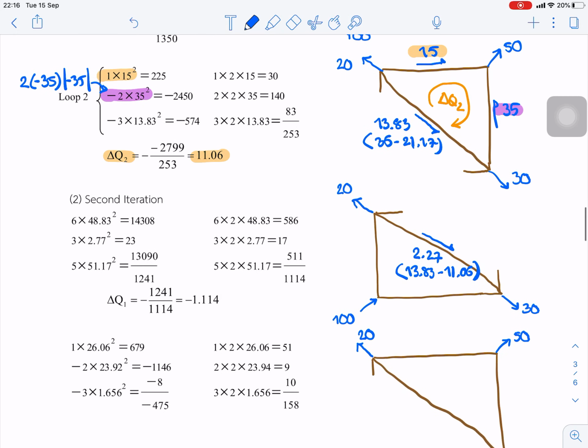Okay, and the rest come from the correction. We got 48.83, which comes from the initial 70 subtract 21.17. Okay, and this is from the first correction. It is from 30 subtract minus 21.17, so we got 51.17.